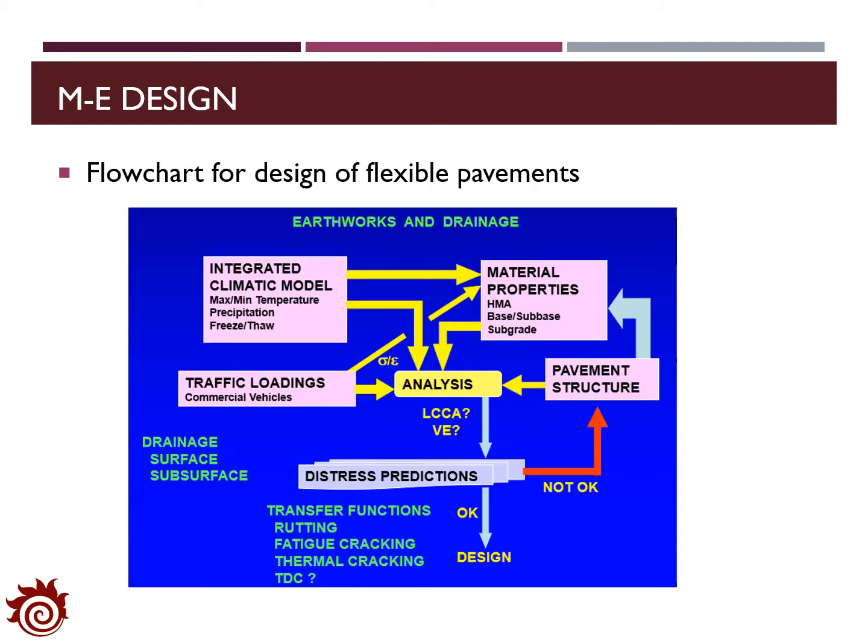The figure here shows the flowchart of the flexible pavement design. In this figure, the contents in the pink boxes are the input of the ME design, including the traffic loading analysis, climate model, material property analysis, and the pavement structure design. And these input variables will be combined with the drainage conditions and earthwork to analyze the performance of the pavement. In addition, we also need to predict the distress applied to the pavement.